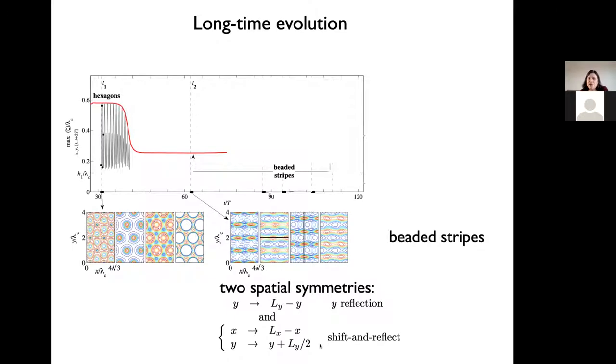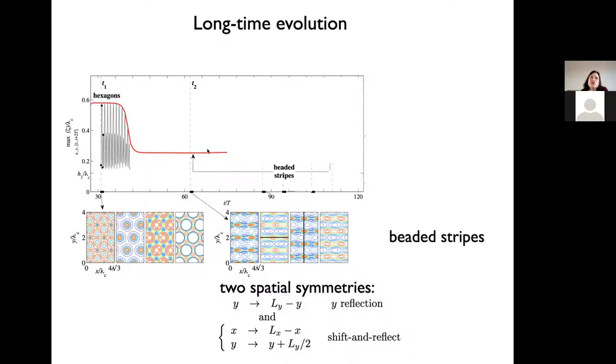And there's also a shift and reflect symmetry, which is, if you reflect in X, you don't have the same thing, but you also have to shift in Y. I don't know if you can see that. Let's see, if you reflect in X, you'll get something different, because you see how this one here is kind of slanted, and you would get something with this slope, okay? But if you then moved up to here, you would get the same thing again, right? Anyway, these are beaded stripes.